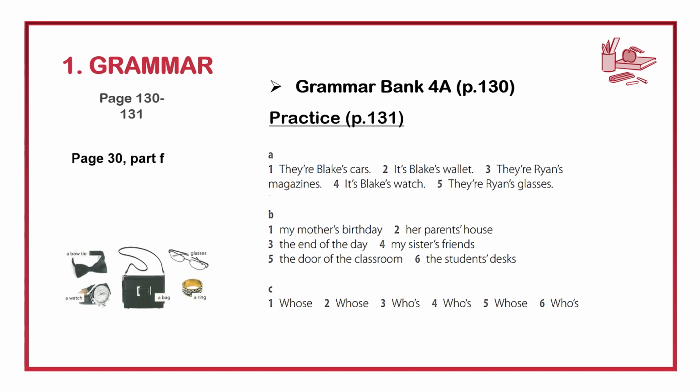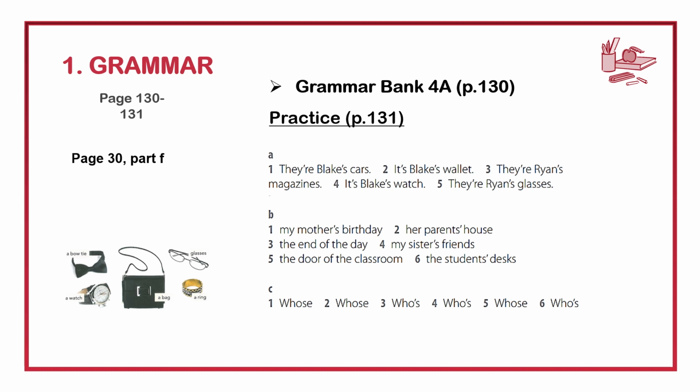All right, now please go back to page 30 and look at part F. You can see some objects like a bow tie, a watch, a bag, glasses, and a ring. So these things belong to the people you saw in the photos in part C. We need to ask and answer questions. For example, whose bow tie is this, or is it? And the answer is, it's Will Smith's bow tie.